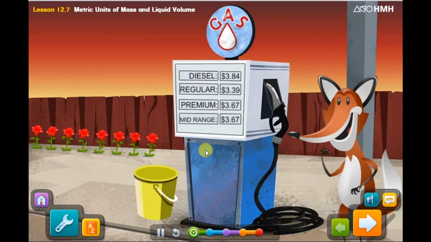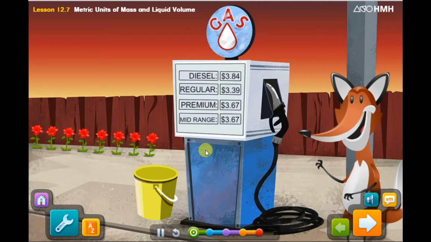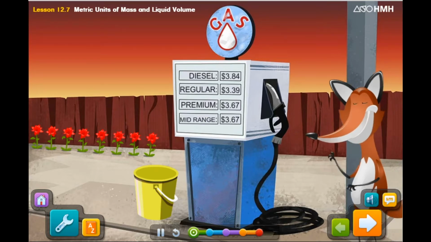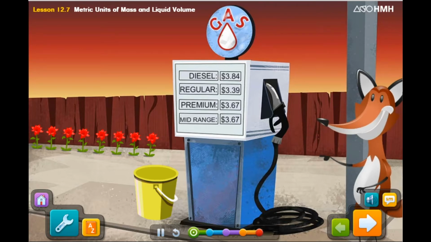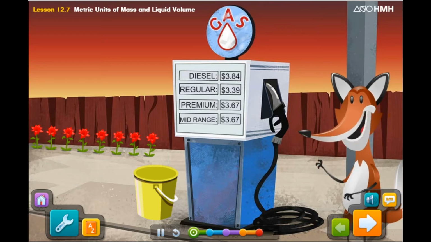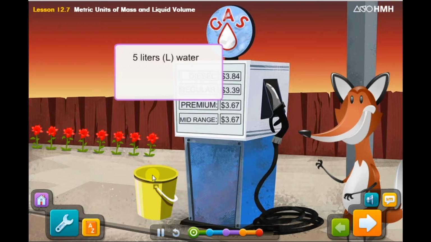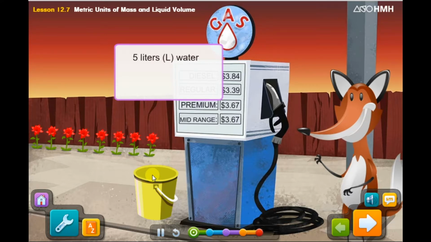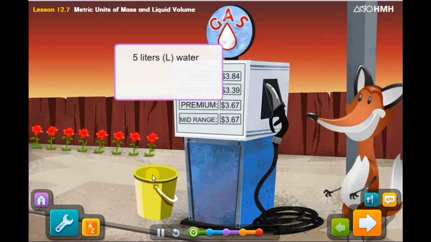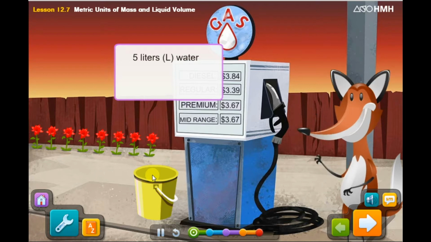Hello folks! Are you in a gas station? Hi there! It's another hot sunny day and the flowers are getting dry. One of the gas station owners has come out to water the flowers. Let's see how much water she put in the bucket. She filled the bucket with 5 liters of water. So we measure volume of liquid by liters.